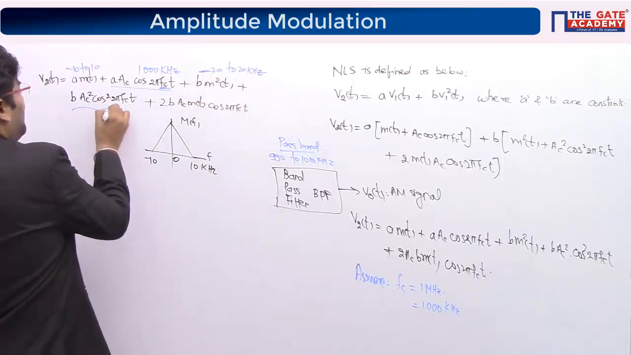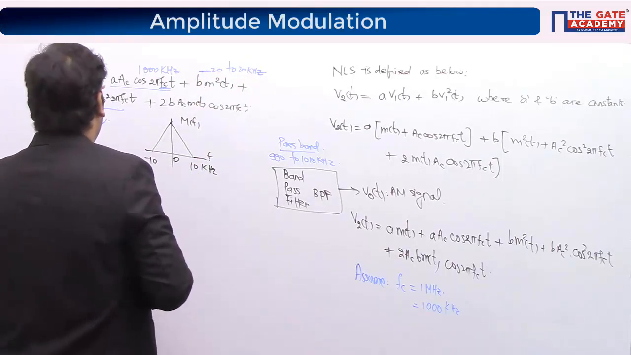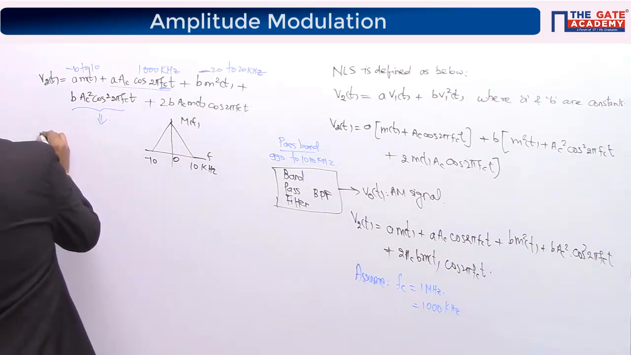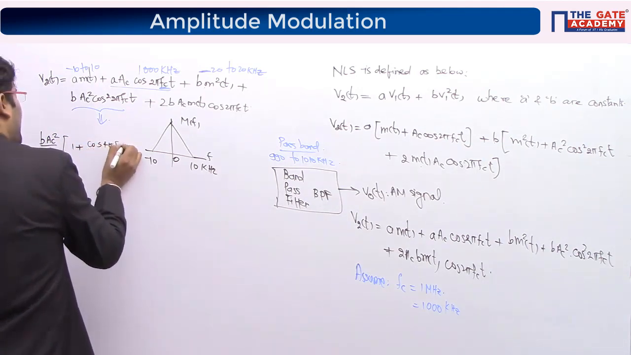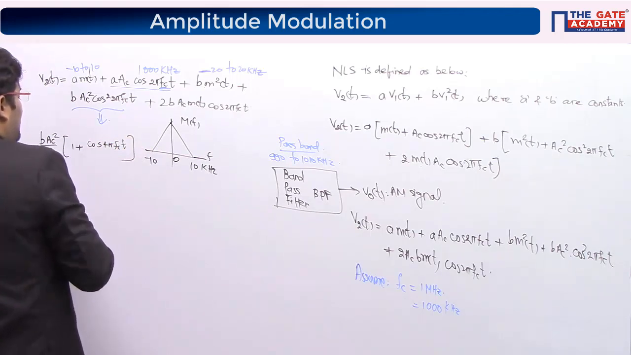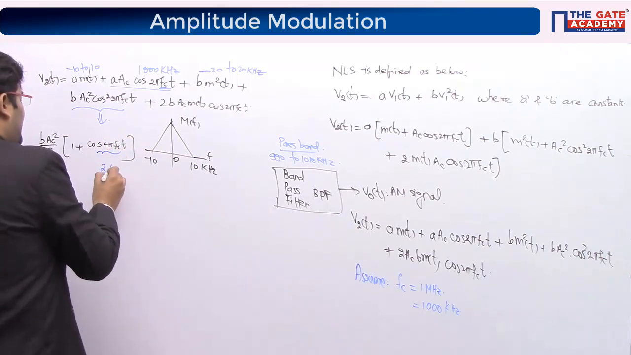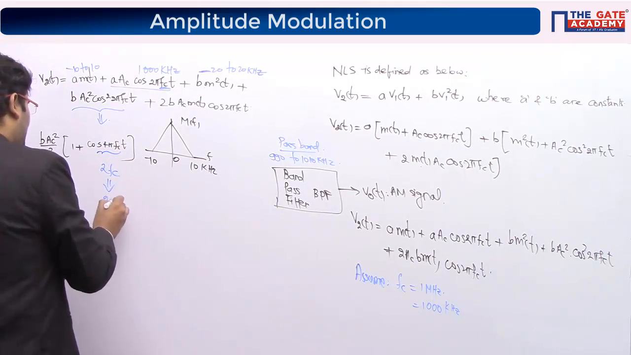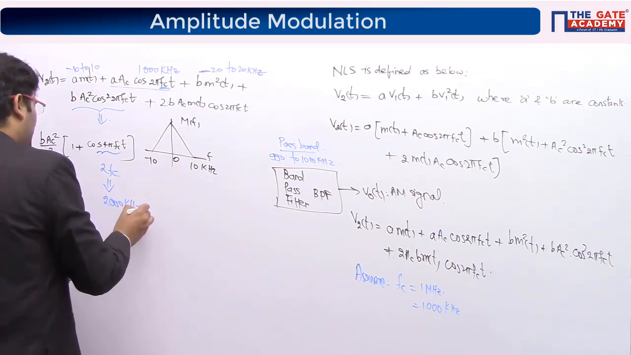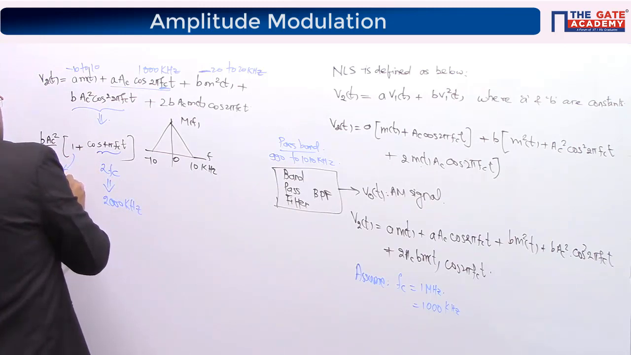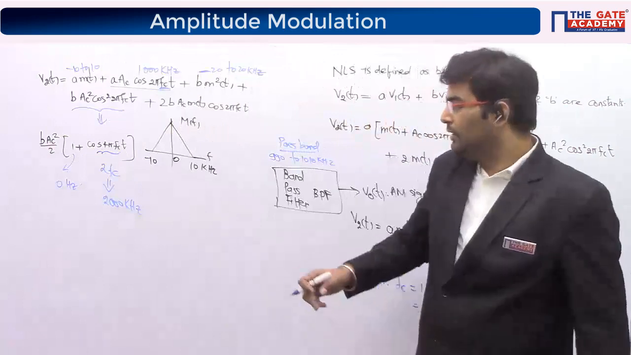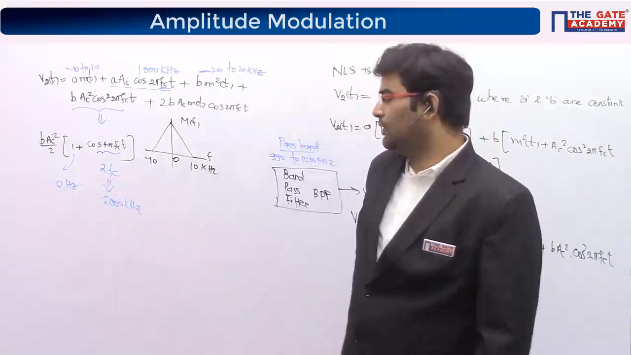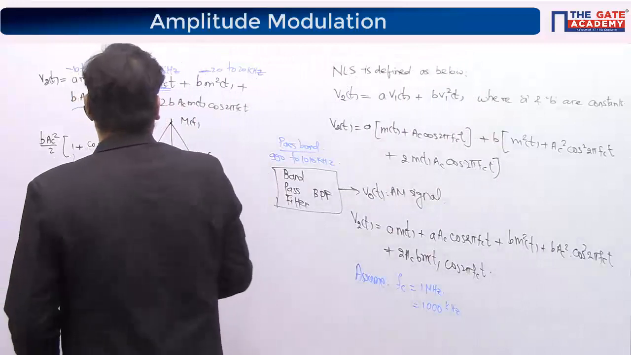Now come to this term. You can write it as B Ac²/2 (1 + cos 4 pi fc t). Now guys, we know that this will give us what frequency? Twice fc, meaning 2000 kilohertz, and the constant term will give us 0 hertz. So far so good.